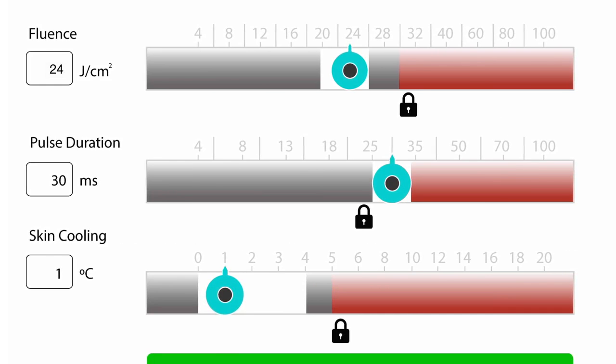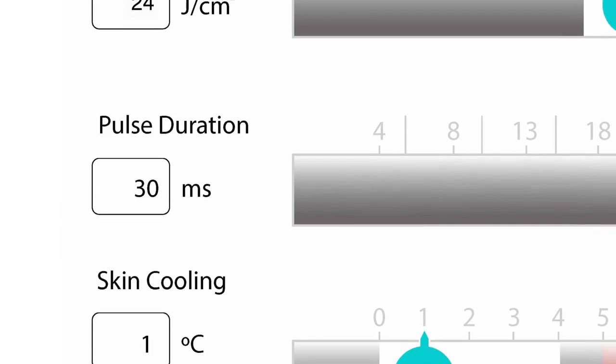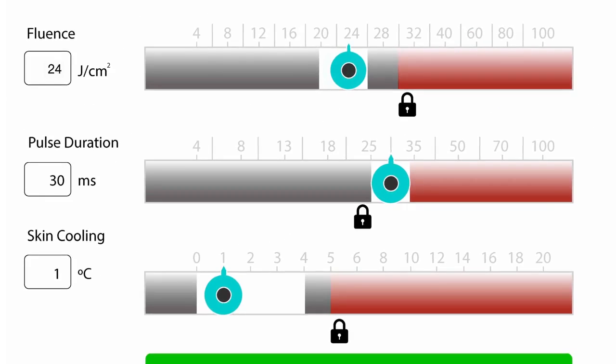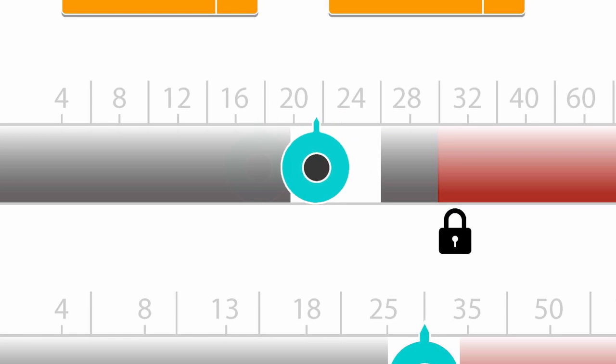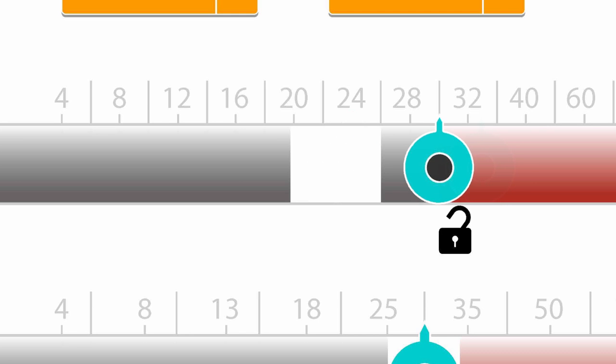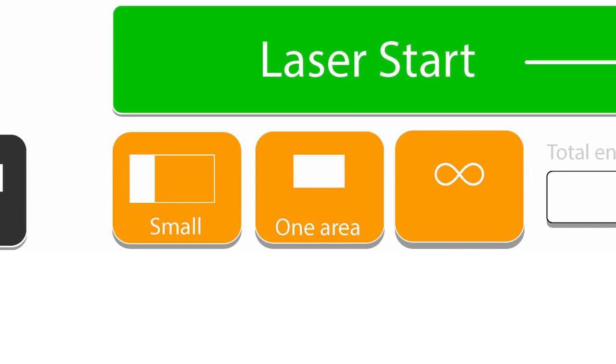The innovative technology gives you customizable, predetermined settings that can be modified throughout treatment. White zones are recommended. Gray is possible. You can unlock the red zone, but keep in mind, it's outside of what is suggested.